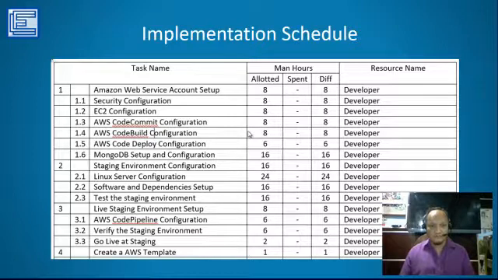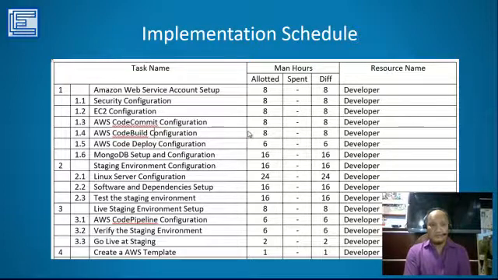First of all, we will have an Amazon Web Service account setup that will require 8 hours. It has this sub-task: security configuration. This will be configured according to the industry standard for your Amazon setup. The next thing is the EC2 configuration. This is actually the server itself, the physical one. The next thing is we will configure the CodeCommit for the AWS. CodeCommit is the repository, the code repository of your application.